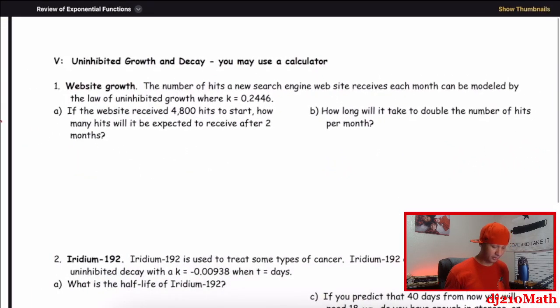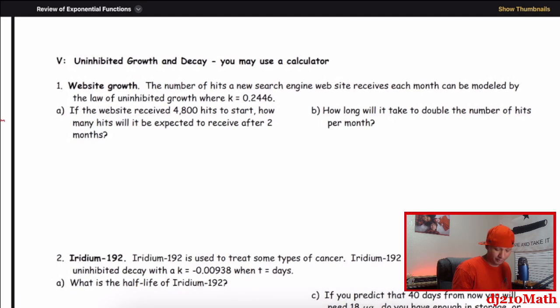Okay. All right. Uninhibited growth and decay. You may use a calculator. The number of hits a new search engine website receives each month can be modeled by this formula, uninhibited growth, where K is 0.2446. Here it's the same idea: you have some starting number, e to the kt. Notice how similar this is. It's basically the same thing, just using different letters because it's a different kind of scenario. You still have some starting amount, e to the rate times time.